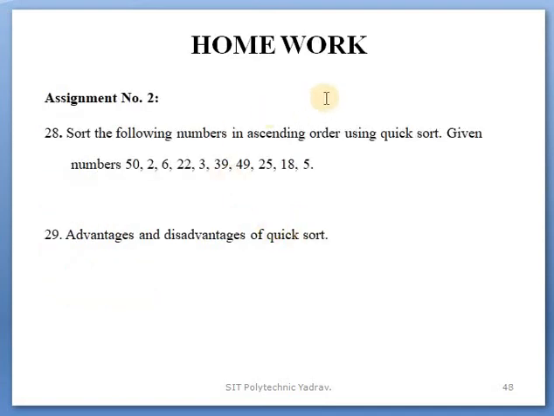After that, homework for today's lecture: continue assignment number 2, questions 28 and 29. Sort the following numbers in ascending order using quick sort. Take these numbers and sort them using quick sort, step by step, by pass or iteration, whichever word you use. After that, write the advantages and disadvantages of quick sort. For example, a question asked for 2 marks.